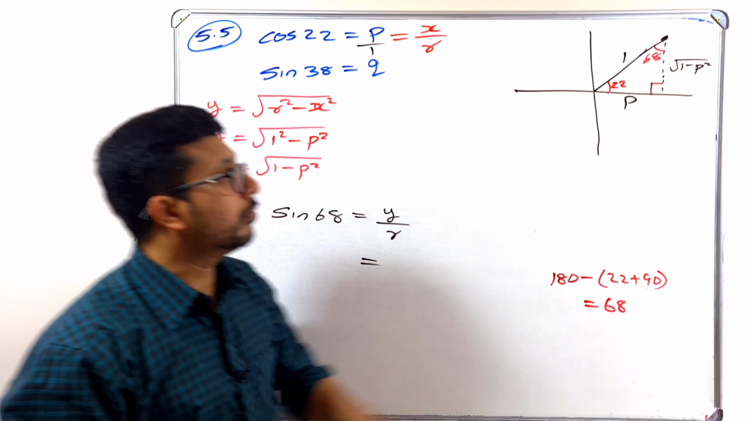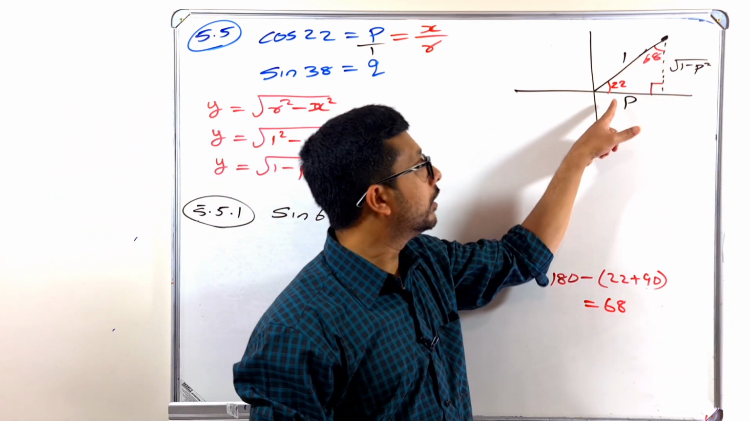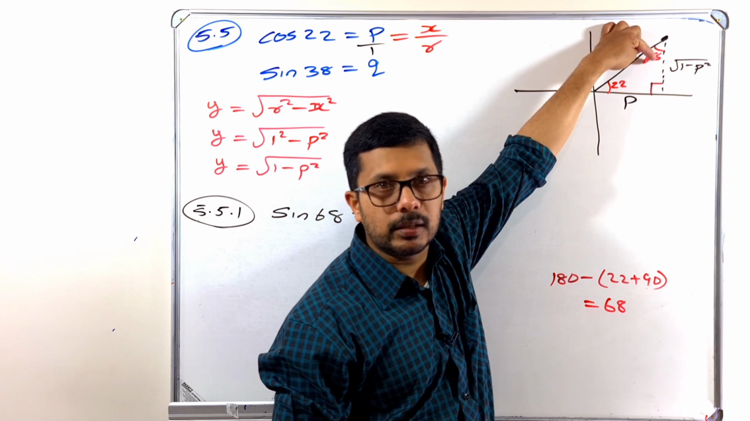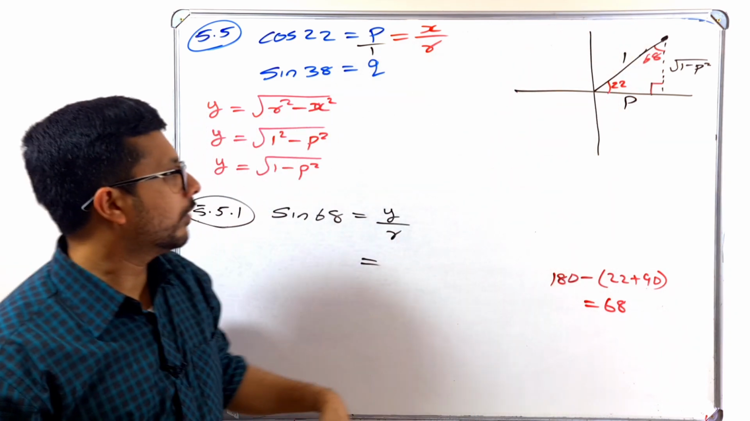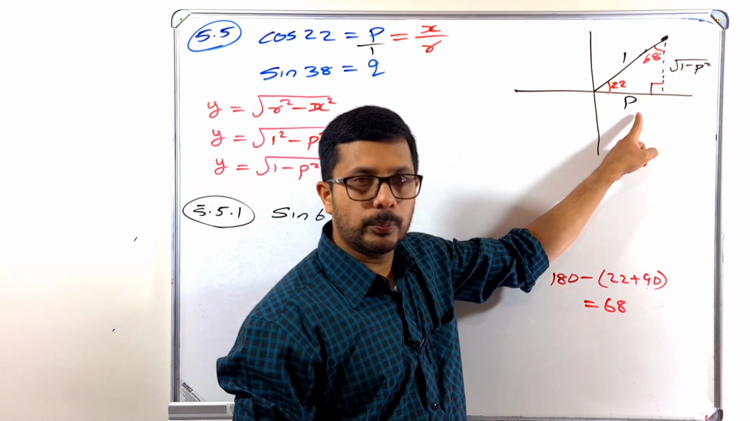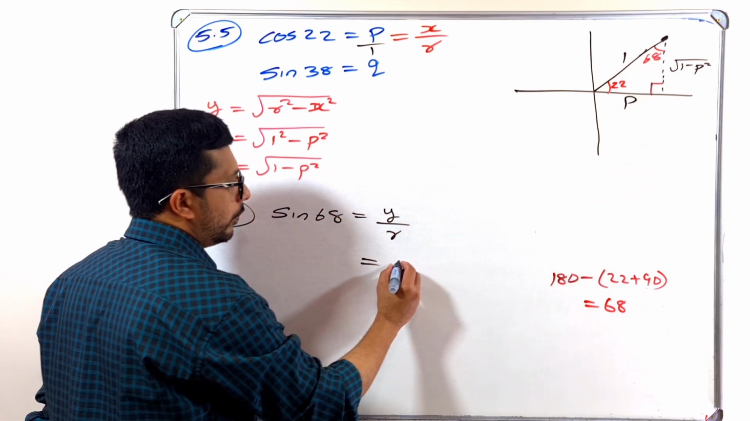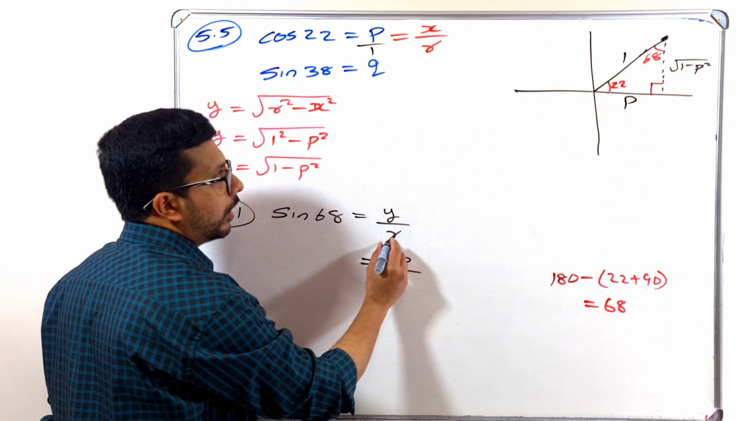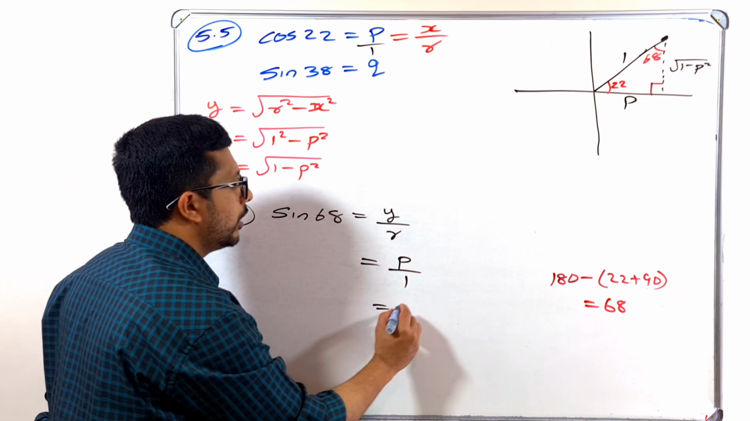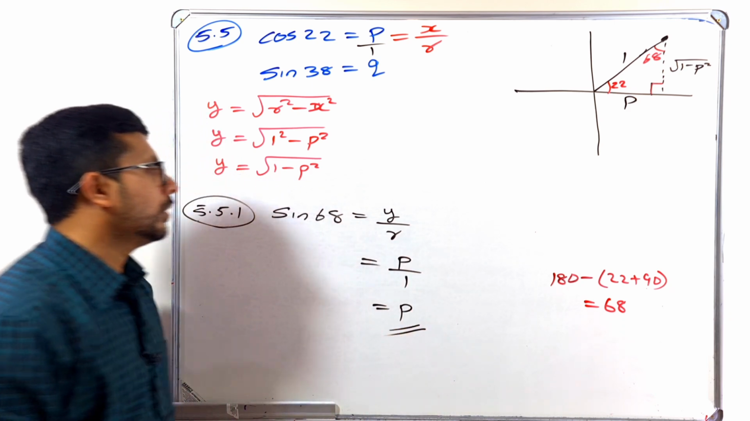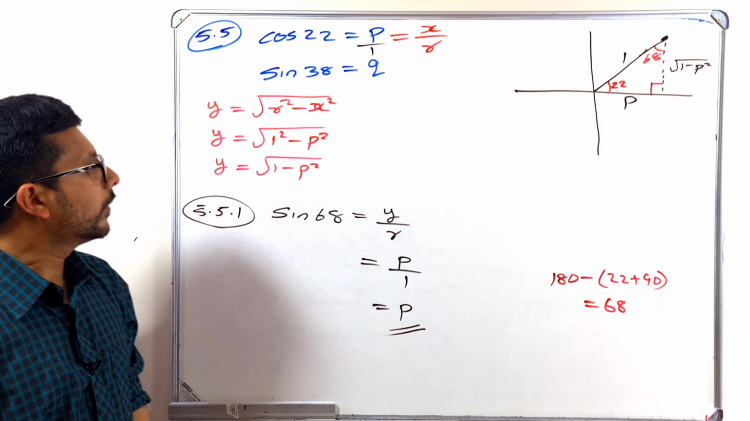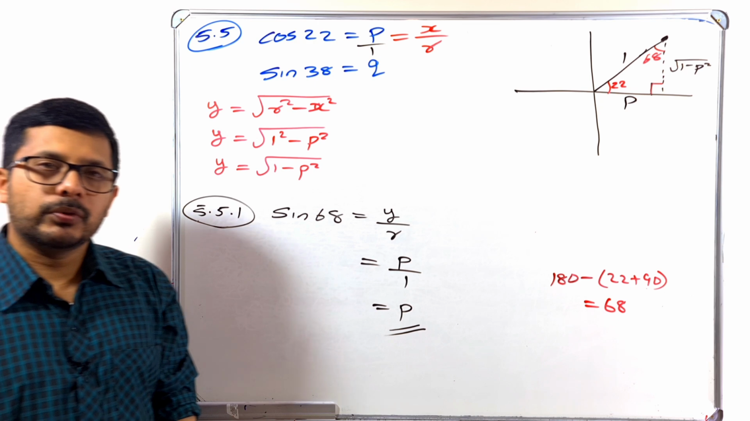Now we are going to use this angle, not based on this 22. We are going to use this 68, this angle. Okay, opposite side. What is the opposite side of that 68? Opposite side is p. So here it is p divided by r. R is the same, it is 1. So p by 1, that is p. So sine 68, the answer is p. Okay, so that is question number 5.5.1.